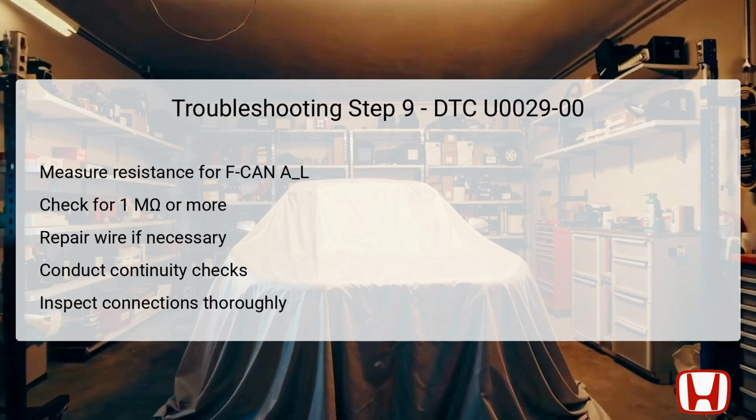In Step 9, we will now check the FCAN A line and its integrity. With the vehicle turned off, you'll measure resistance between designated test points, specifically between the FCAN A line terminal and body ground. Ensure that the vehicle is in the same off-lock mode as before. A similar expectation of 1 megaohm or more resistance holds true for this wire as well. Should this resistance fall below 1 megaohm, it necessitates repairs for any short circuits found in the FCAN A-line wire.